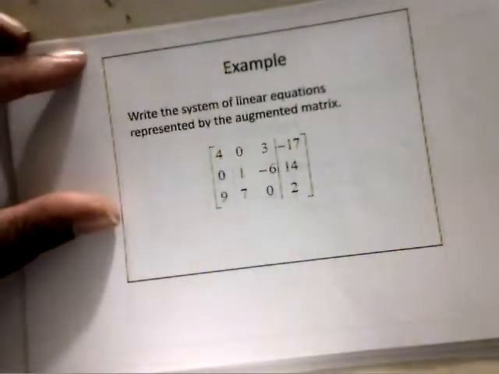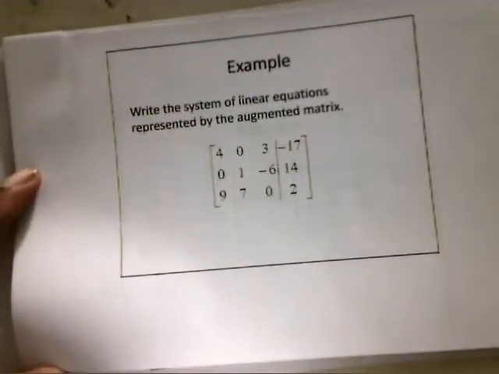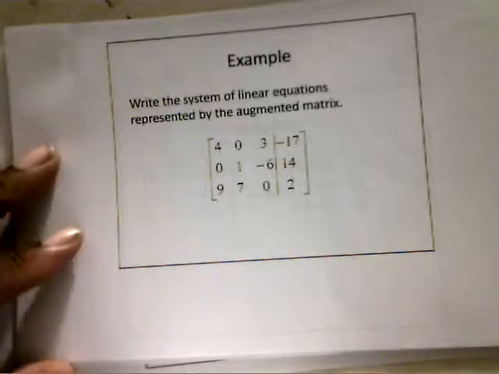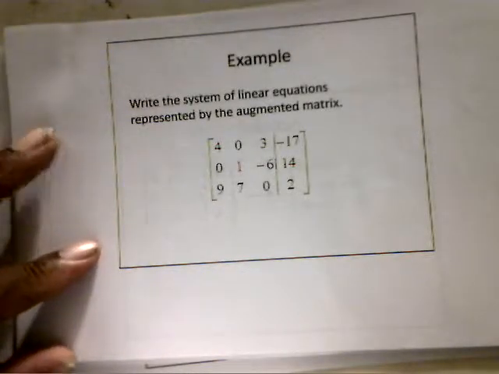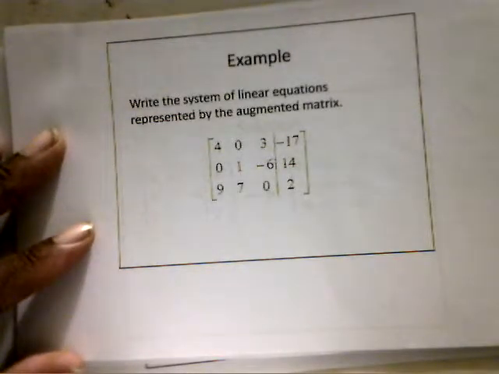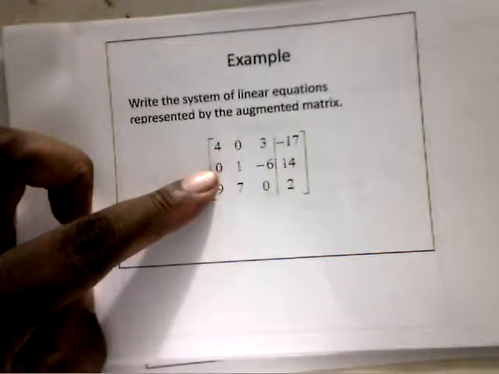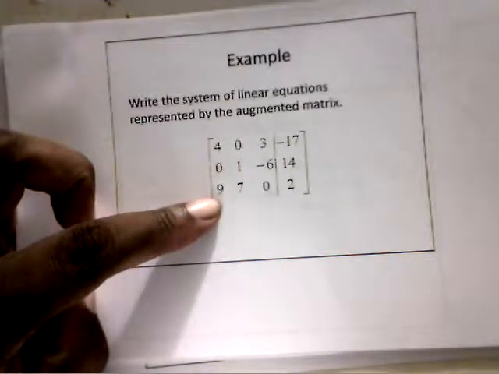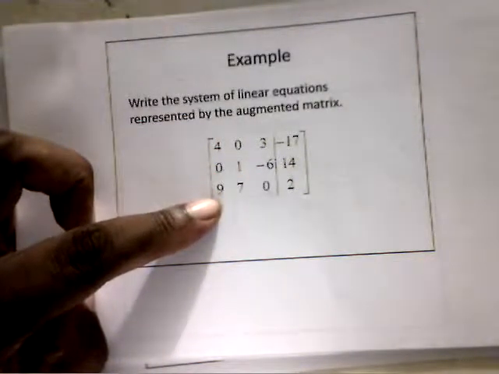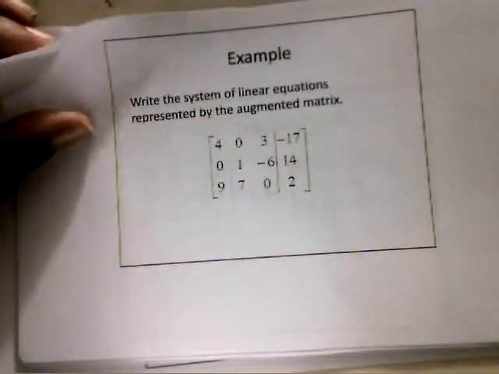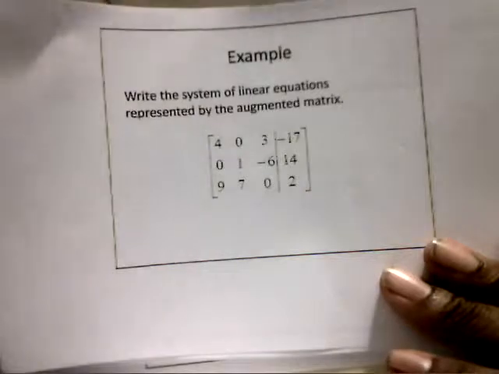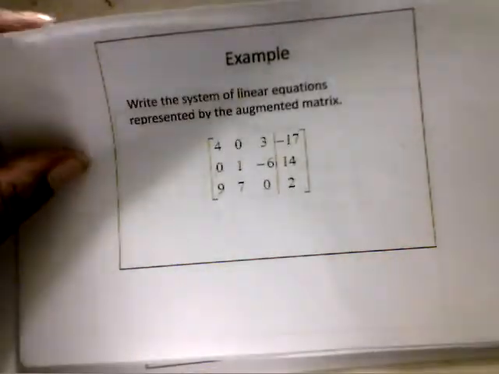Alright, this time we're given an augmented matrix and we want to write the system of linear equations that is represented by that augmented matrix. Now here we've got the augmented matrix 4, 0, negative 3, negative 17, 0, 1, negative 6, 14, 9, 7, 0, 2. And here we want to write the system of linear equations that's represented by this augmented matrix.